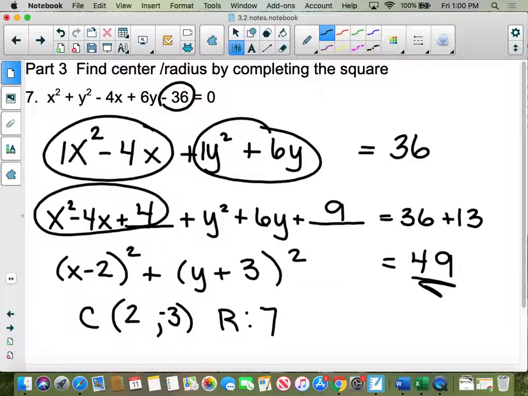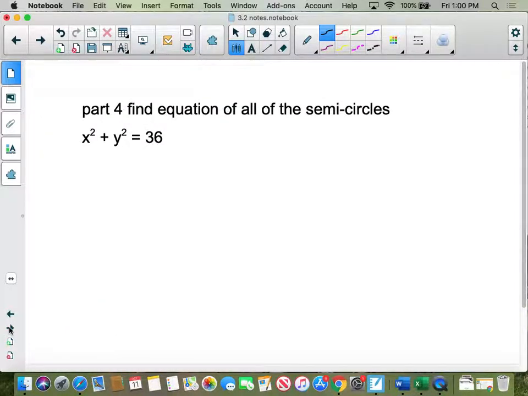We're almost done. Is this the last page? Two more pages, that's it. Find the equation of all of the semicircles. This is supposed to be another aha. There's supposed to be a lot of ahas in this class, the older you get.